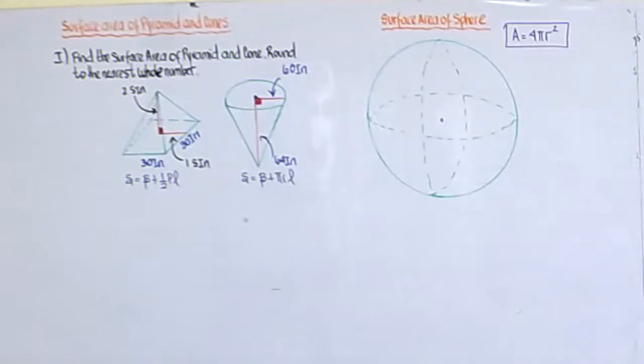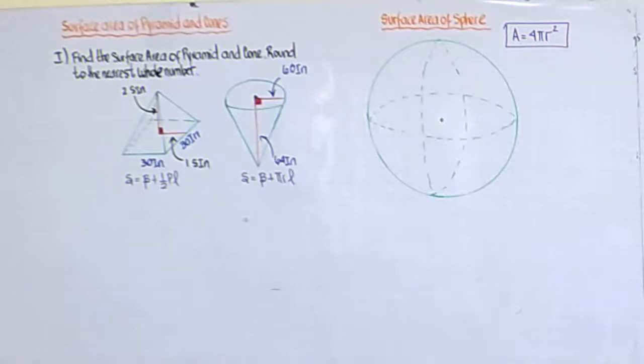All right. So in the first problem, find the surface area of the pyramid and cone. Round to the nearest whole number. What does that mean? In this case, the problem is asking for a whole number. For example, if the answer of the first problem were 25.3 square inches, because the problem says to the nearest whole number, we can round to 25. But if we have 25.7, the nearest whole number will be 26. Why are we going to do that? Because the problem demands it.